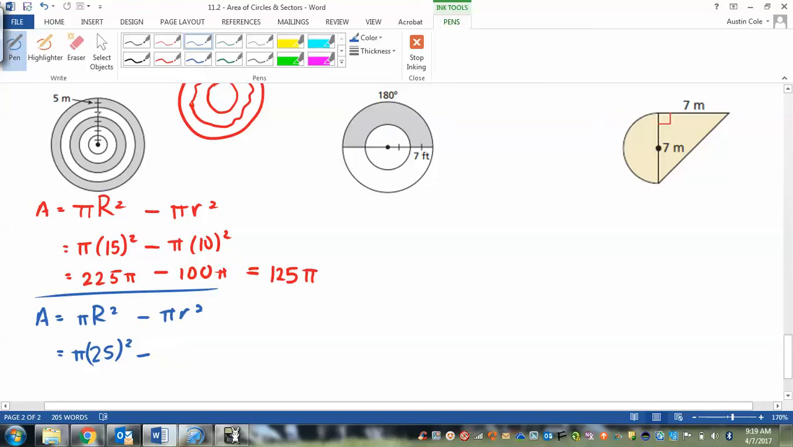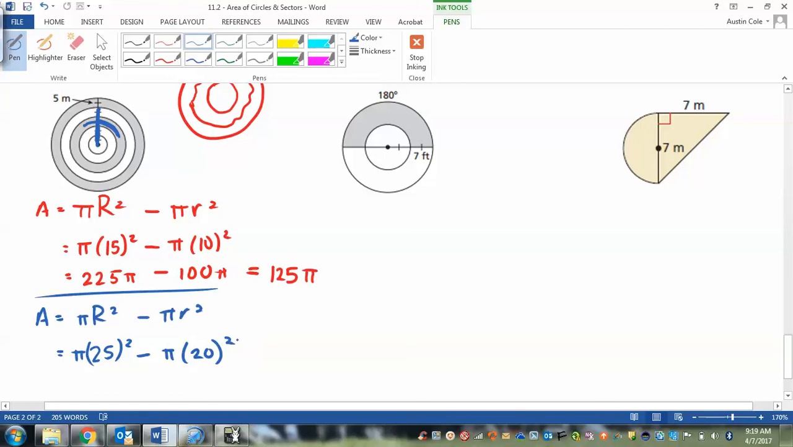Now, my little circle is going to be this. I've already found the area of this, guys, so I'm not worried about it. I'm going to take all of this away. I'm going to get rid of all of that. So what's my radius of that circle? I think it's 20. Okay, going from the center, it's 5, 10, 15, 20 to there. So minus pi times 20 squared.